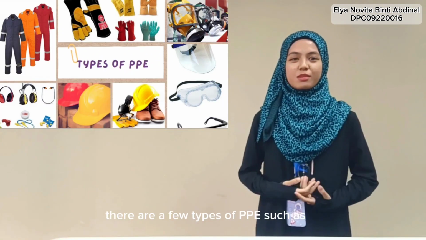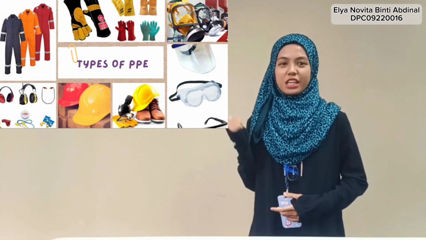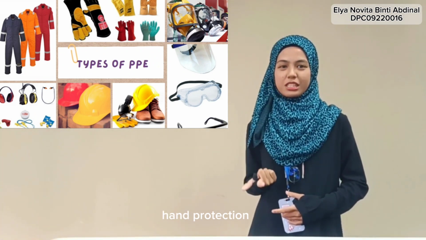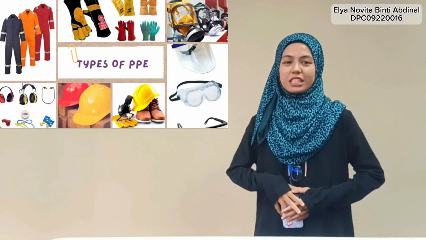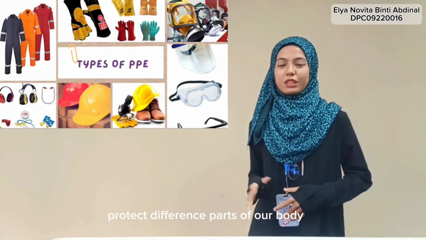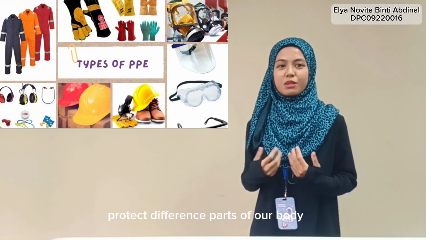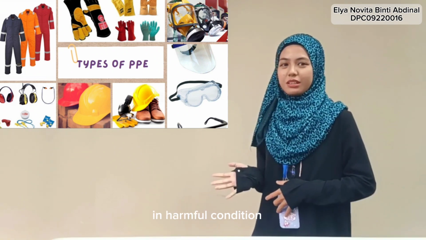There are a few types of PPE such as heat protection, hand protection and mask protection. Each type of PPE protects different parts of our body in harmful conditions.